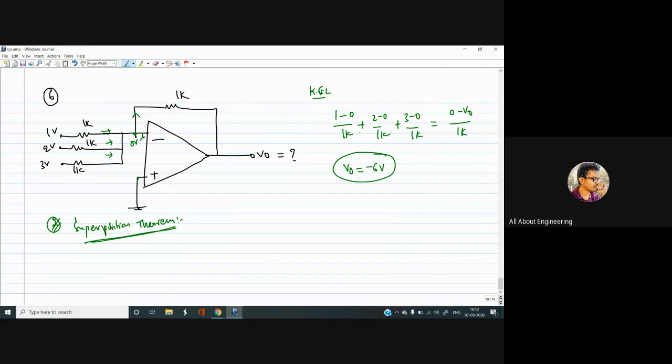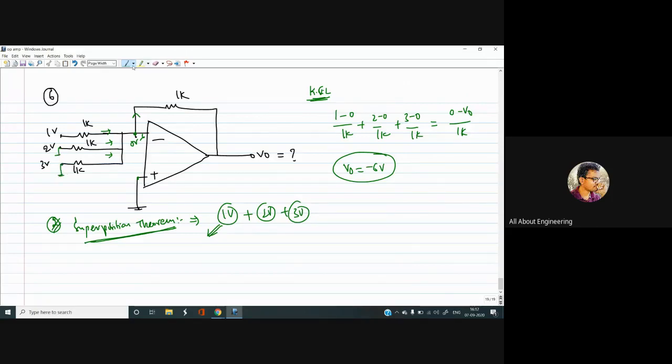So the calculation might not be this simple. Now, by using the superposition theorem, what it states is that you consider each individual voltage source, 1 volt at a time, plus 2 volts at a time, plus 3 volts at a time. By considering 1 volt, these two should be grounded. So that is what the superposition theorem will tell, right?